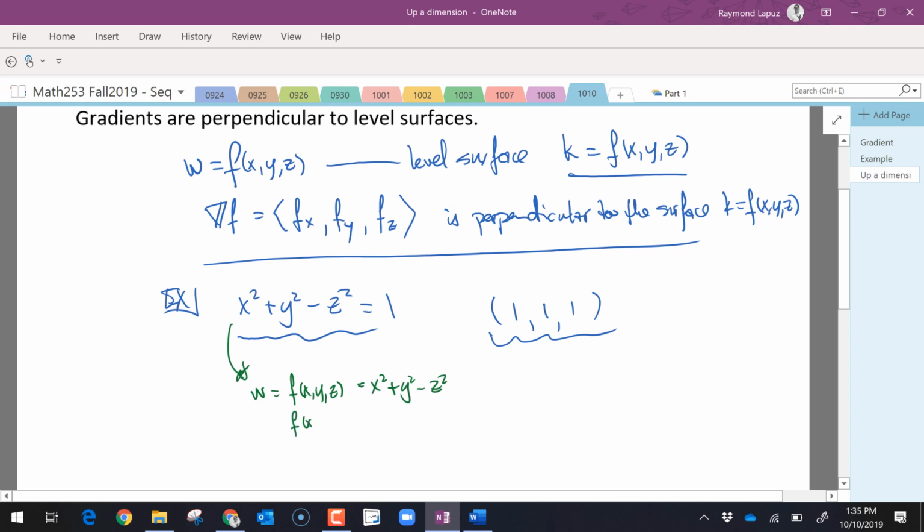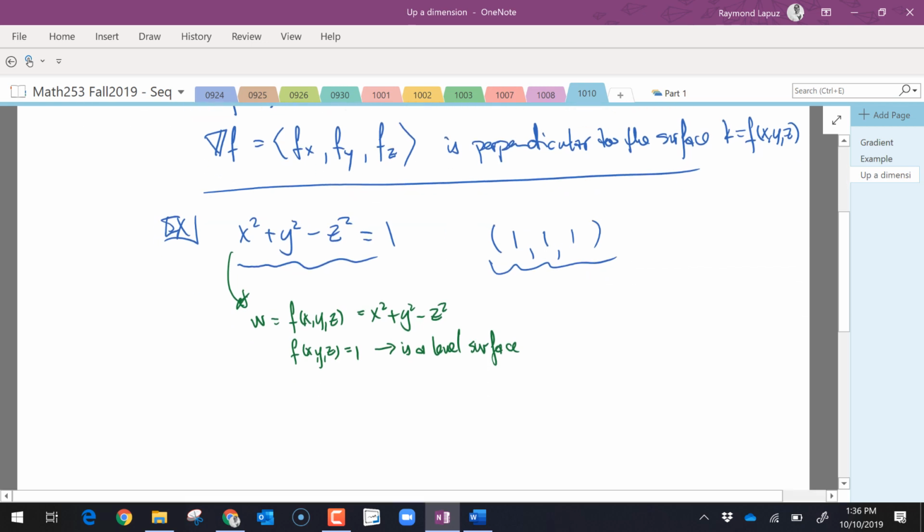So f of x, y, z equal to 1 is a level curve, or level surface, I should say. And the surface is that hyperboloid that we just talked about. Okay? Does that make sense? So now let's take the gradient of this.